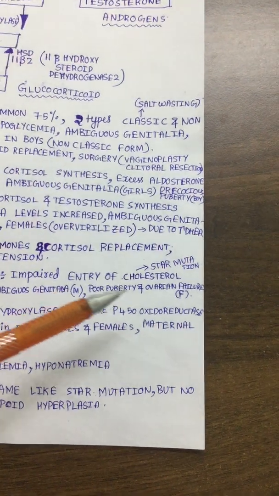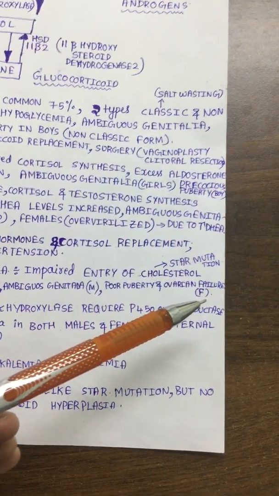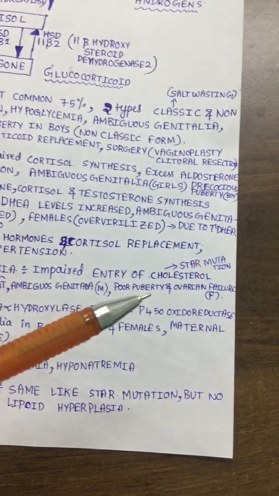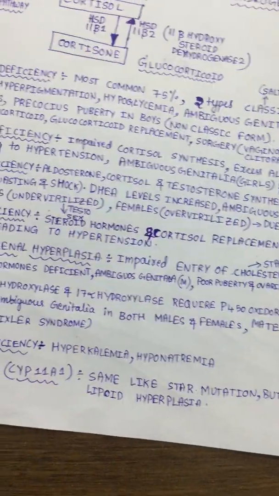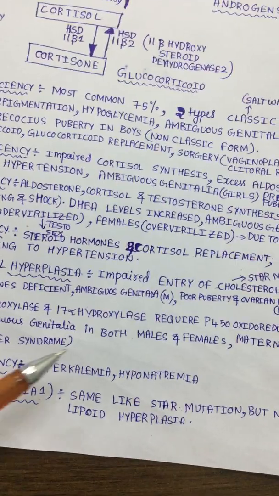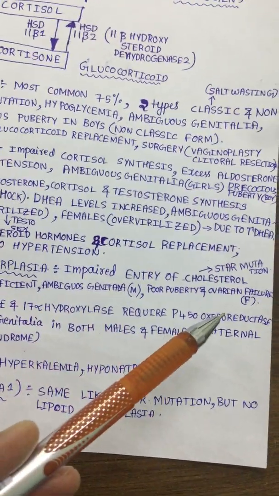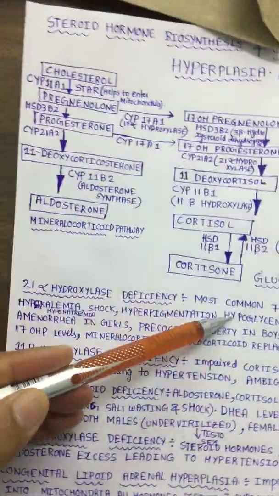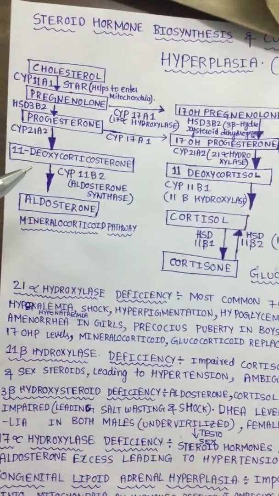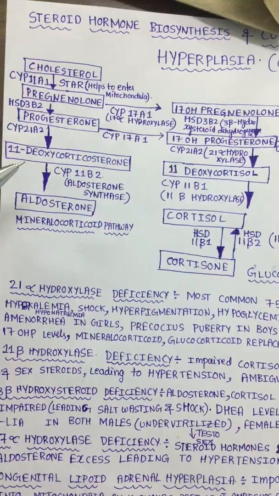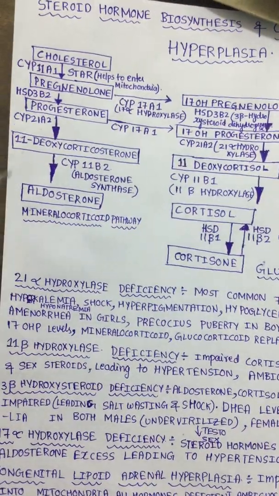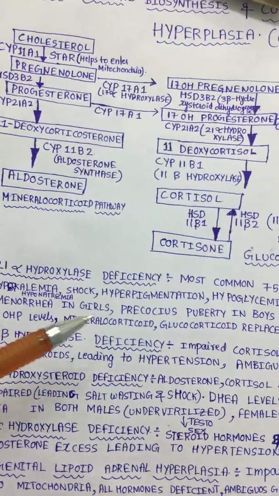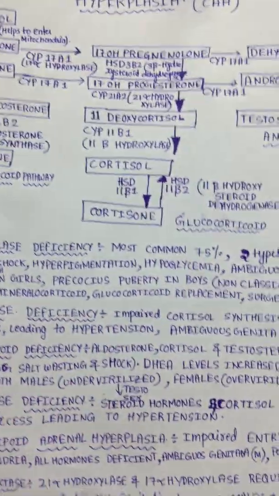Poor puberty and ovarian failure will be seen, because estrogens and progesterones will also not be synthesized. Okay, ambiguous genitalia in the males, and poor puberty and ovarian failure in females. And also aldosterone deficiency will lead to the salt wasting form of CAH, same like 21 hydroxylase. There will be hyperkalemia, shock, hyperpigmentation, hypoglycemia.